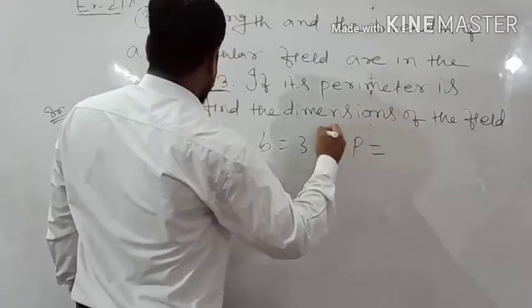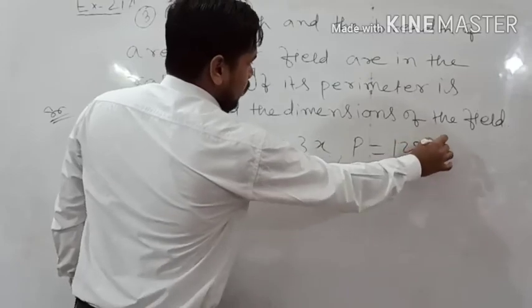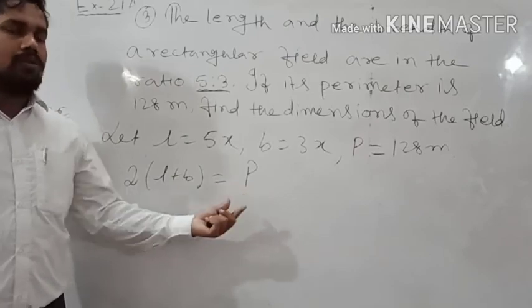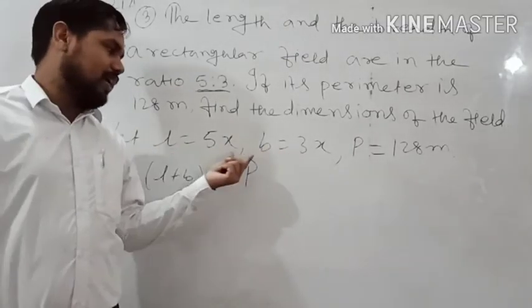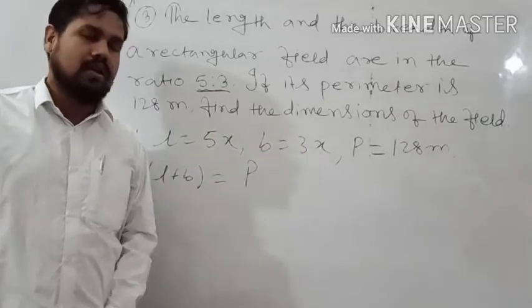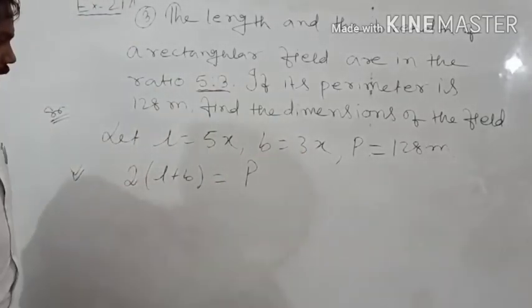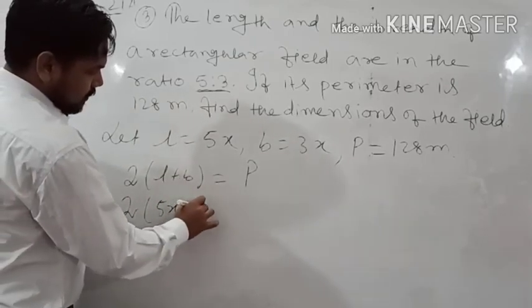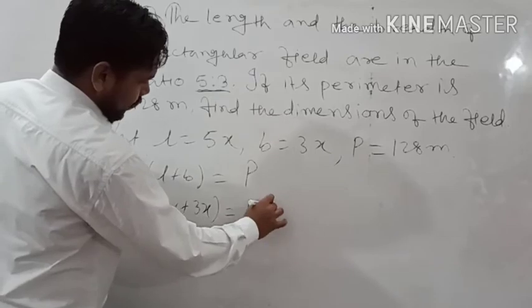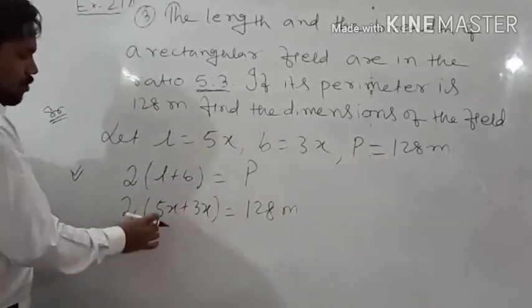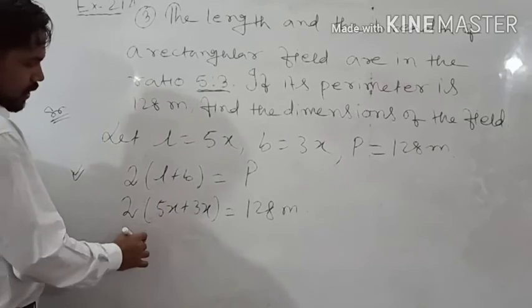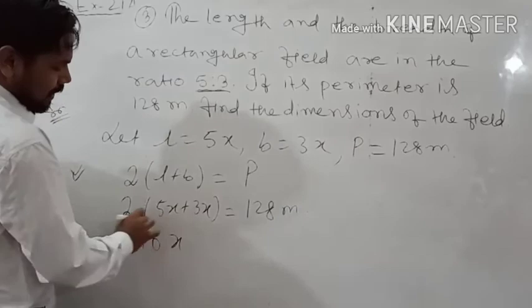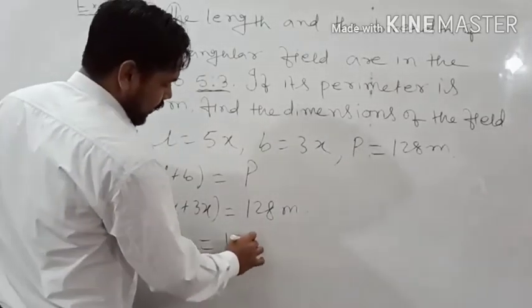Now we will put the values. The perimeter is given, 128 meter. यहाँ पे लेंथ और ब्रेथ दिया हुआ नहीं है, पैरामीटर दिया हुआ है, लेंथ और ब्रेथ का रेशियो दिया हुआ है. So we have considered the first ratio is 5x, second ratio is 3x. Then we will put the value: 2 into 5x plus 3x will be 128 meter. Now 5x plus 3x is 8x, 8x into 2 is 16x, right? So 16x is equal to 128 meter.